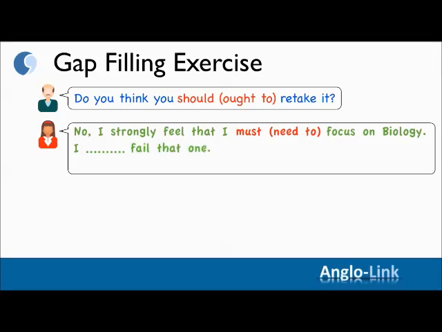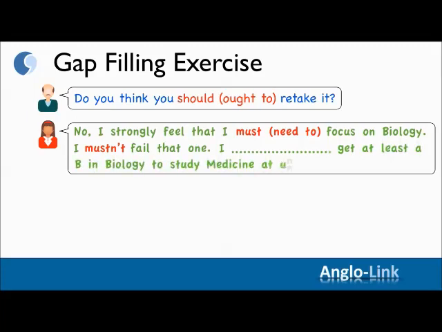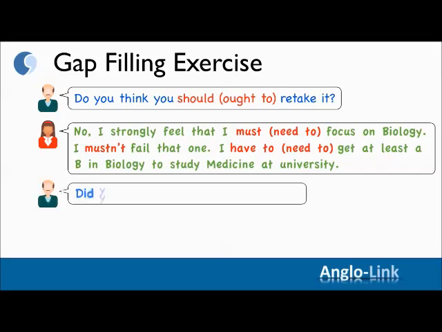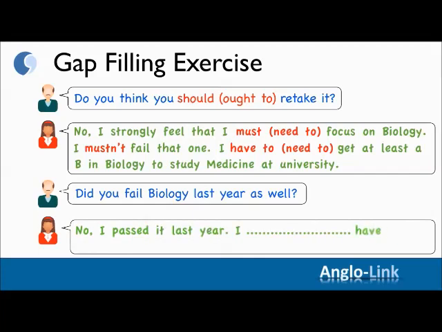I mustn't fail that one. I have to get at least a B in biology to study medicine at university. Did you fail biology last year as well? No, I passed it last year. I should have passed it this year too.